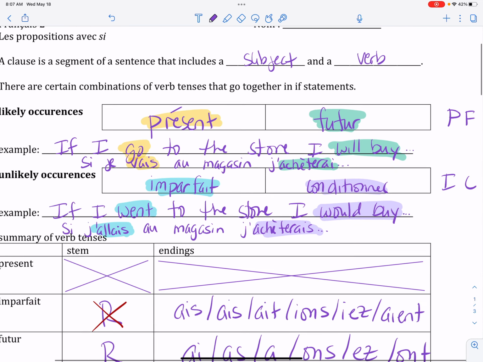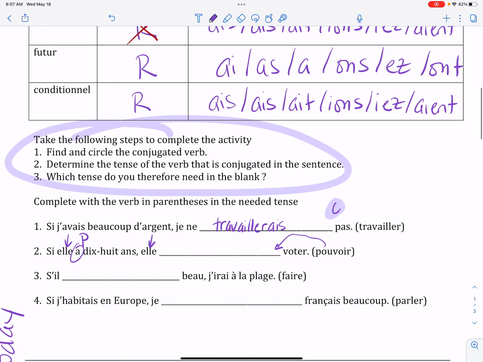Present and future go together. So that means this blank, we need a conjugation of the future. And pouvoir, we know, has an irregular future stem, P-O-U-R-R, and then the future ending for elle is A. So si elle a 18 ans, elle pourra voter. If she is 18 years old, or literally if she has 18 years, she will be able to vote.